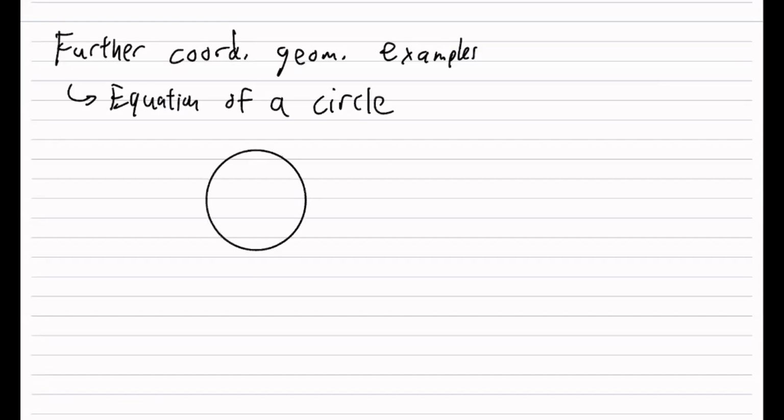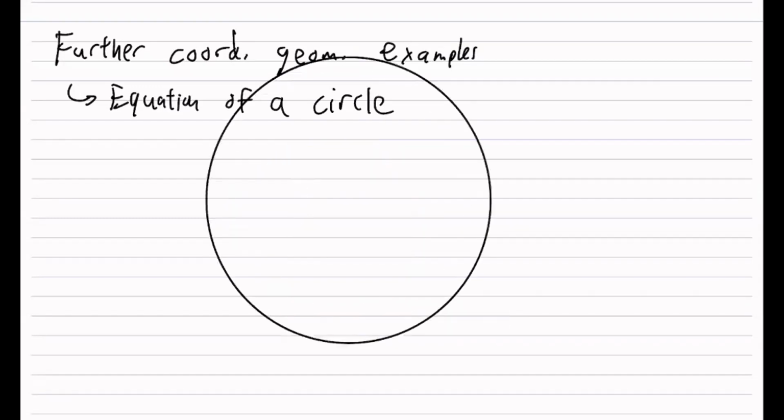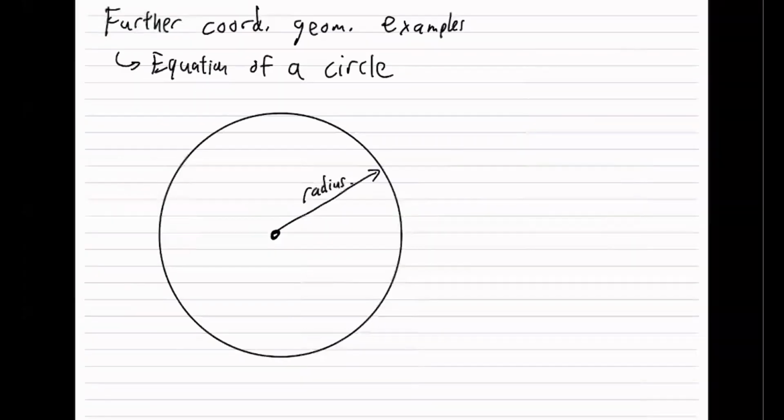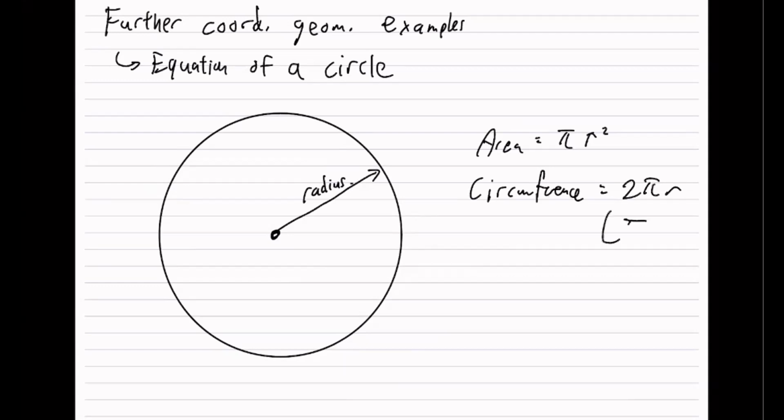Coordinate geometry examples. It's basically equation of a circle. So what is a circle? A circle like that. Okay. That's a circle. What's so special about a circle is that there's a center here and then there's a radius. That's in geometry. You learn about area, pi r squared, where r is radius. Circumference, the length of the circle, is 2 pi r. Or you can also say pi times d, where d is diameter, 2 radiuses, 2 times radius.